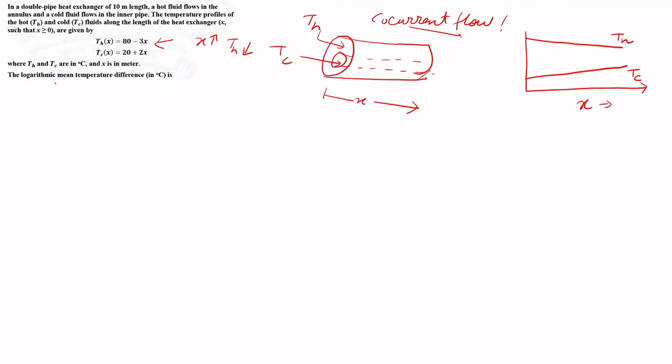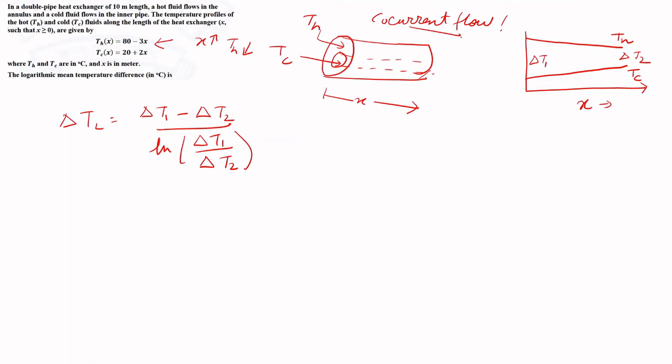Now we have the log mean temperature difference definition as delta T1 minus delta T2 upon ln of delta T1 upon delta T2, where delta T1 is the temperature difference you can take at inlet, and delta T2 is the temperature difference at the outlet.